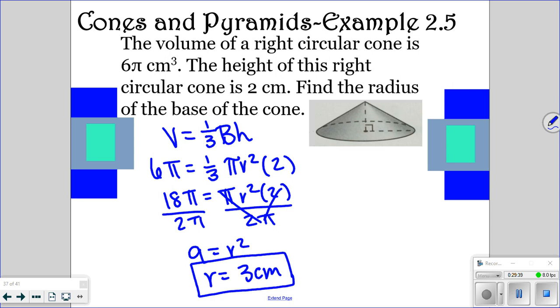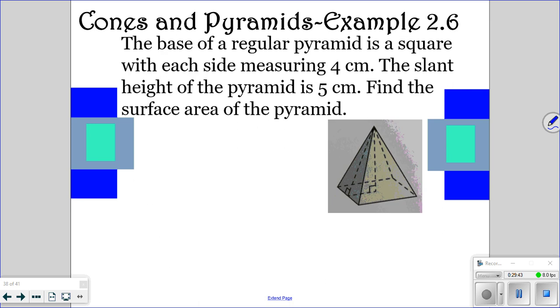Okay, we're going to look at one more for a pyramid now. We want to find the surface area. So for surface area, you want to find the area of the base, and it tells us it's a square base. So the surface area is going to be base plus the lateral surface area. So our base area is going to be 16 because it's a square with side lengths of 4.